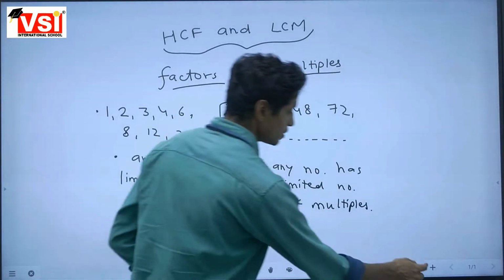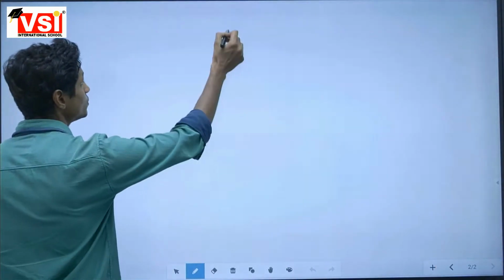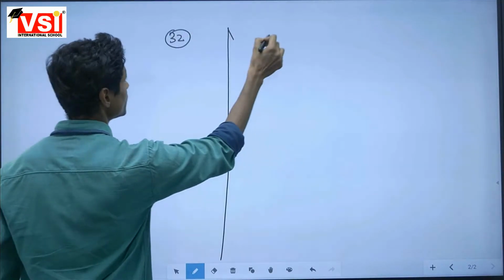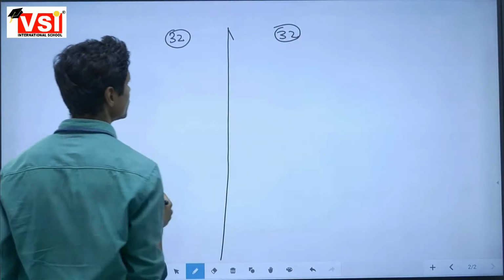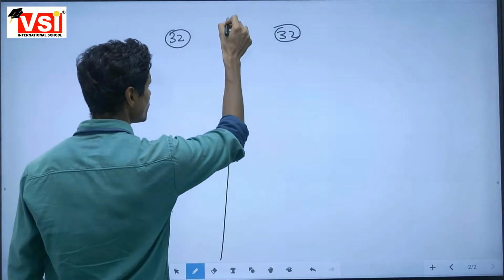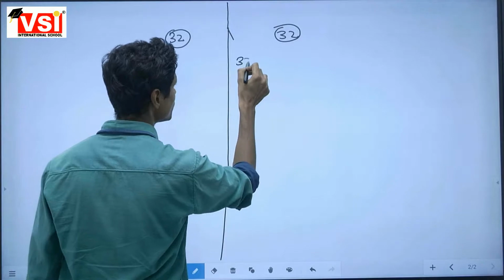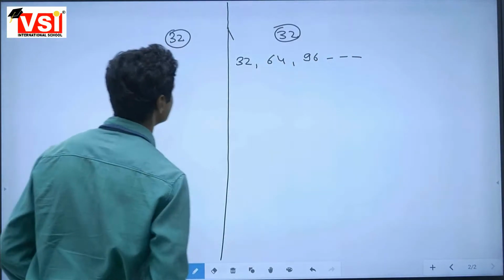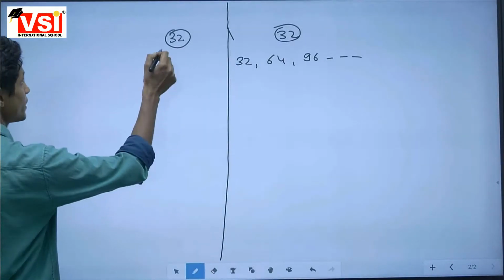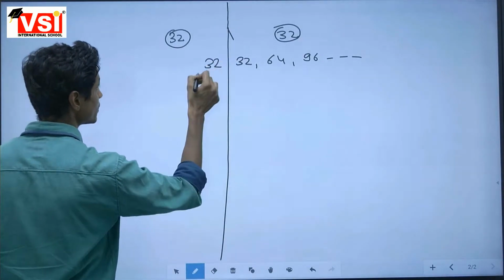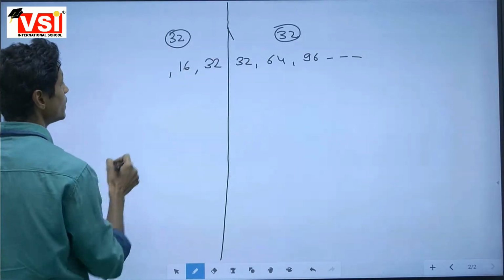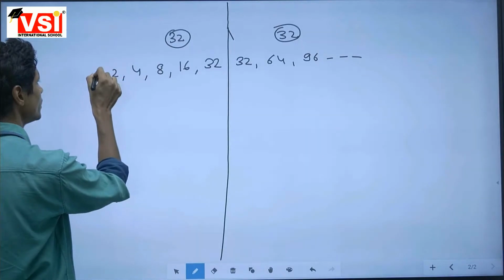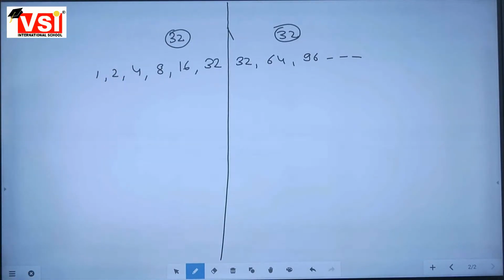So jumping over to another example, let's say 32. Factors of 32 and multiples of 32. If we want to find multiples of any number, just write the table of that number: 32, 64, and 96, and so on. And then factors of 32. 32 will be the factor. The smaller ones are 16, and 8, and 4, and 2, and 1. So these are the factors of 32.